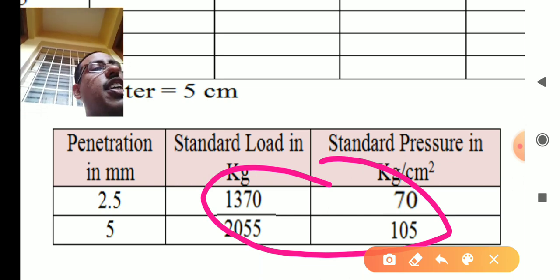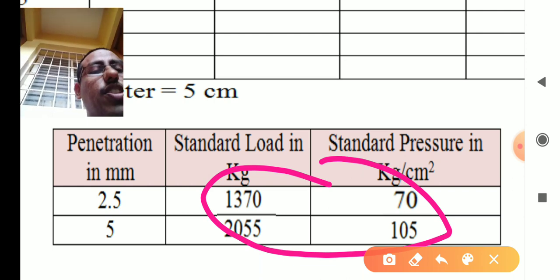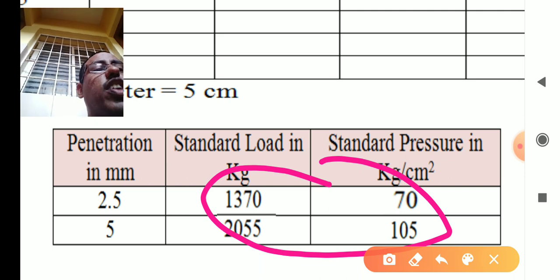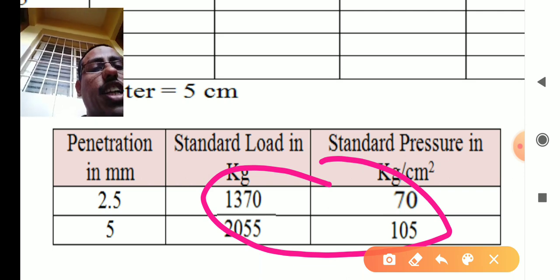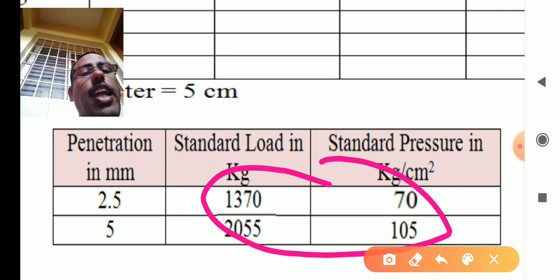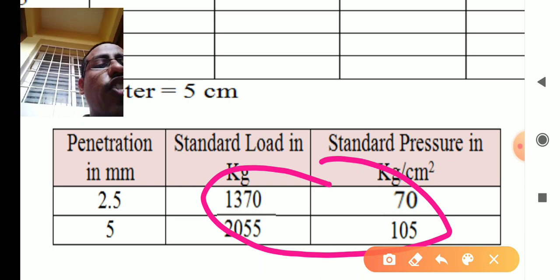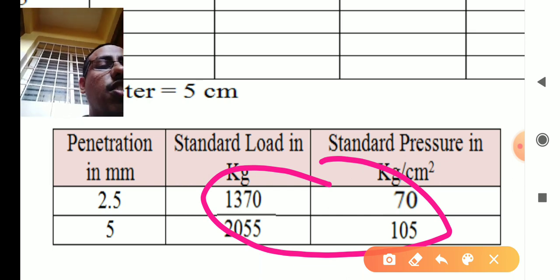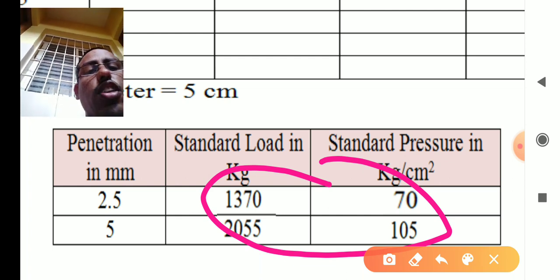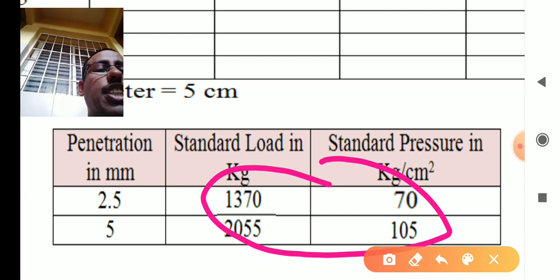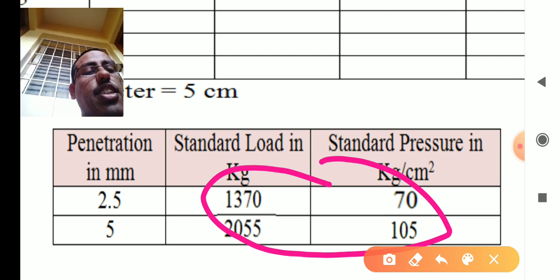That's why it is called a ratio. Initially they conducted the experiment on standard aggregates, that is, fully compacted standard aggregates. Based on trial and error they got the standard values: 1370, 70, and 2055, 105. That means 1370 kg in load corresponds to pressure 70, and 2055 kg in load corresponds to pressure 105. Based on that we have to take it.